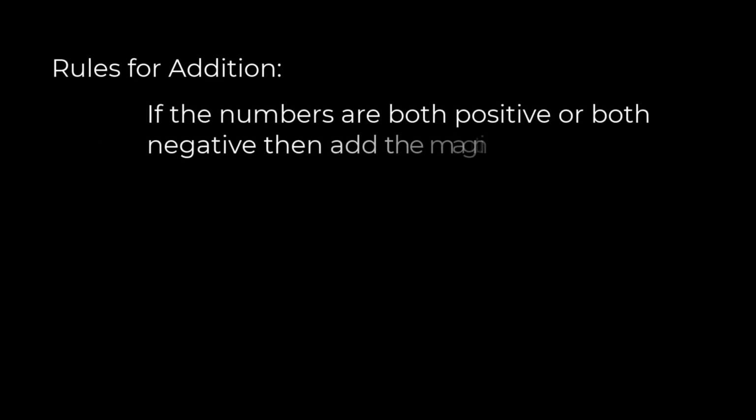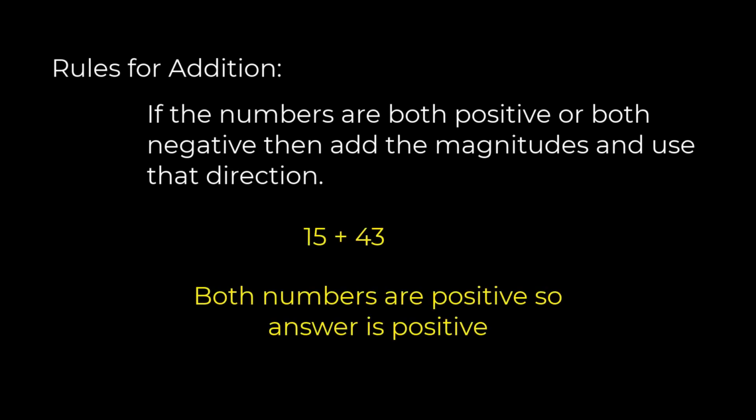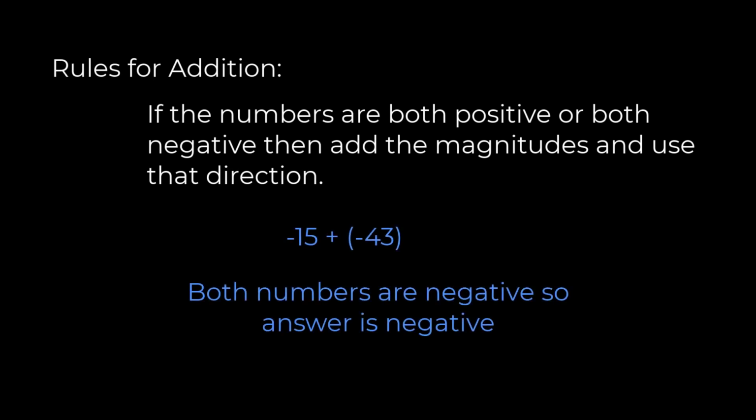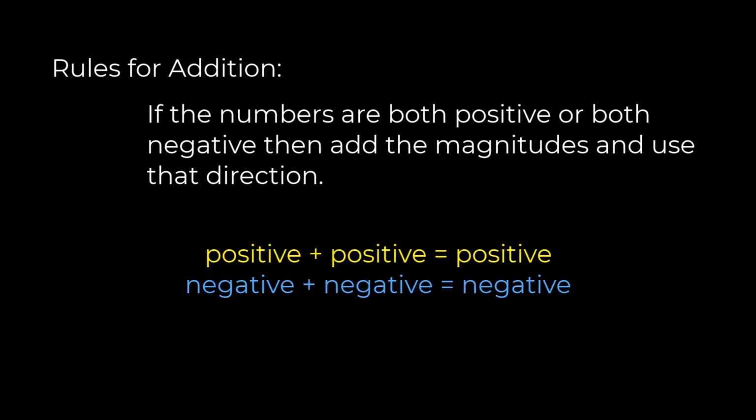Here are the rules for the addition. The first rule: if the numbers have the same direction, that is, both positive or both negative, then add the magnitudes of the numbers and take that common direction. So 15 plus 43 equals 58, and negative 15 plus negative 43 equals negative 58. More simply put, adding two positive numbers together always gives you a positive number, and adding two negative numbers together always gives you a negative number.